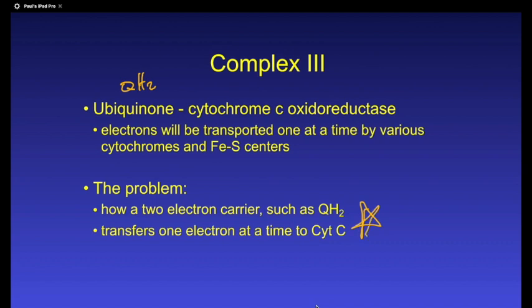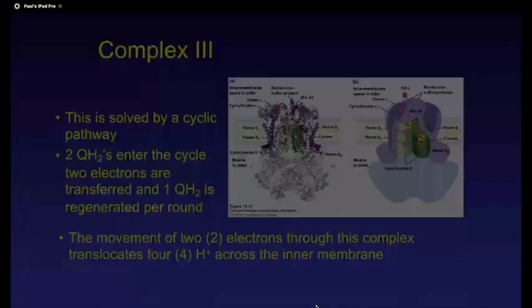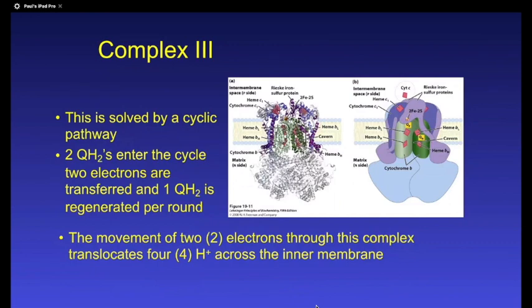QH2 carries 2 electrons. That's all well and good. Cytochrome C carries 1. That's a problem. How in the world do I have a 2-electron carrier come in, give 2 electrons, and it go to something that only carries 1 electron? Okay? And so we're going to have a series of events that occur that allow those electrons to flow through. We've got a pretty good idea of the crystal structure of this. There are lots of components.